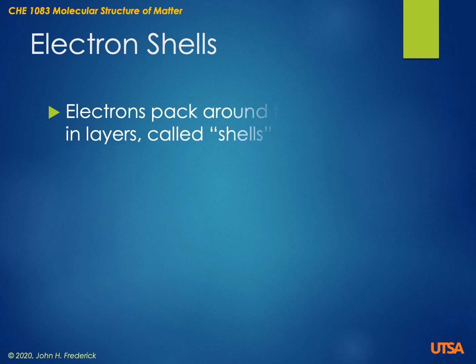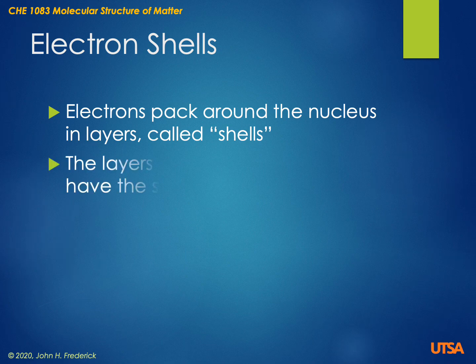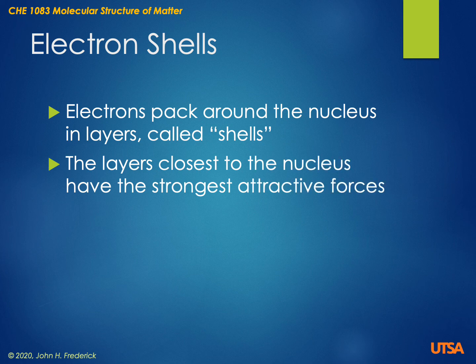So these electrons don't just pack loosely around the nucleus. They actually pack around the nucleus in layers. So you can think of it as being like an onion, where you've got some layers of the onion that are closest to the center and other layers that are farther out from that. So the layers that are closest to the nucleus are going to have the strongest attractive forces because they're close to the nucleus. Remember, in Coulomb's law, when you have two charges that are close together, they have a strong force. And in this case, it's going to be a strong attractive force because the nucleus has a positive charge, whereas the electrons have a negative charge.